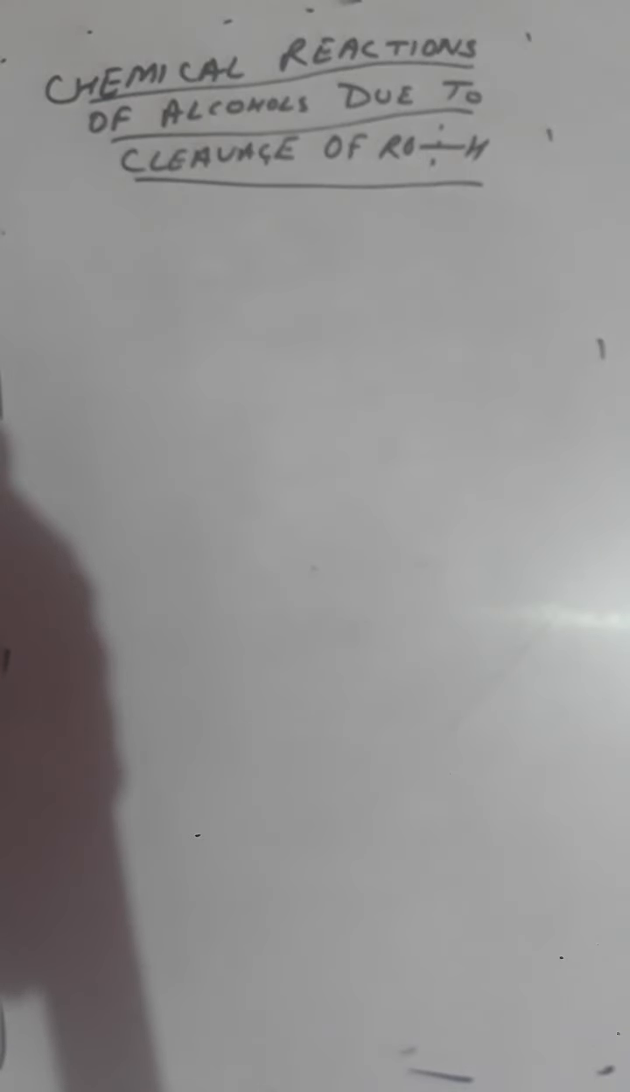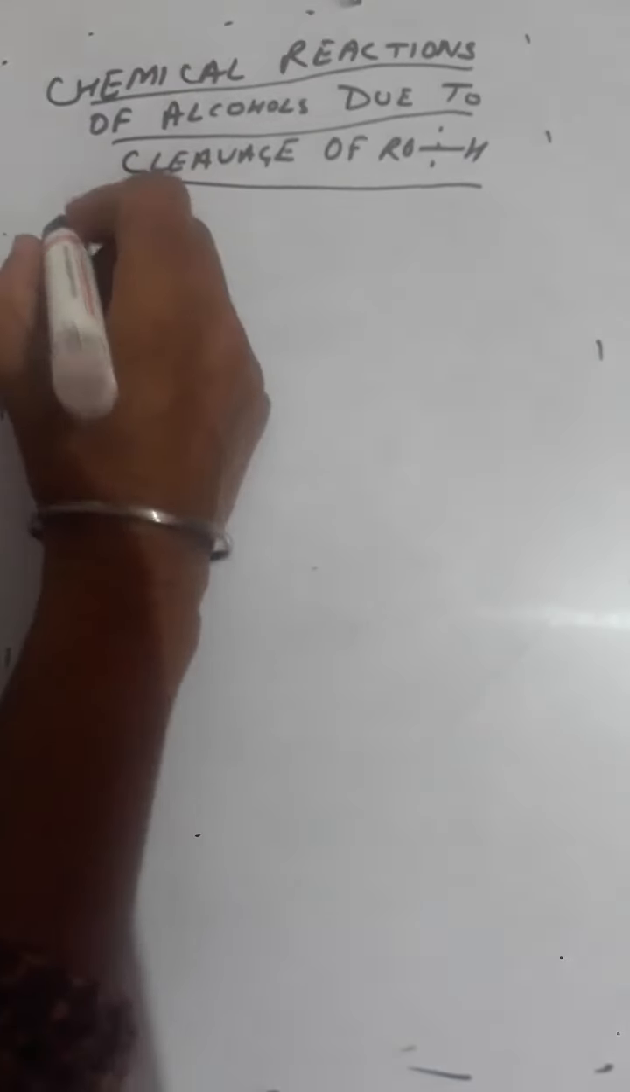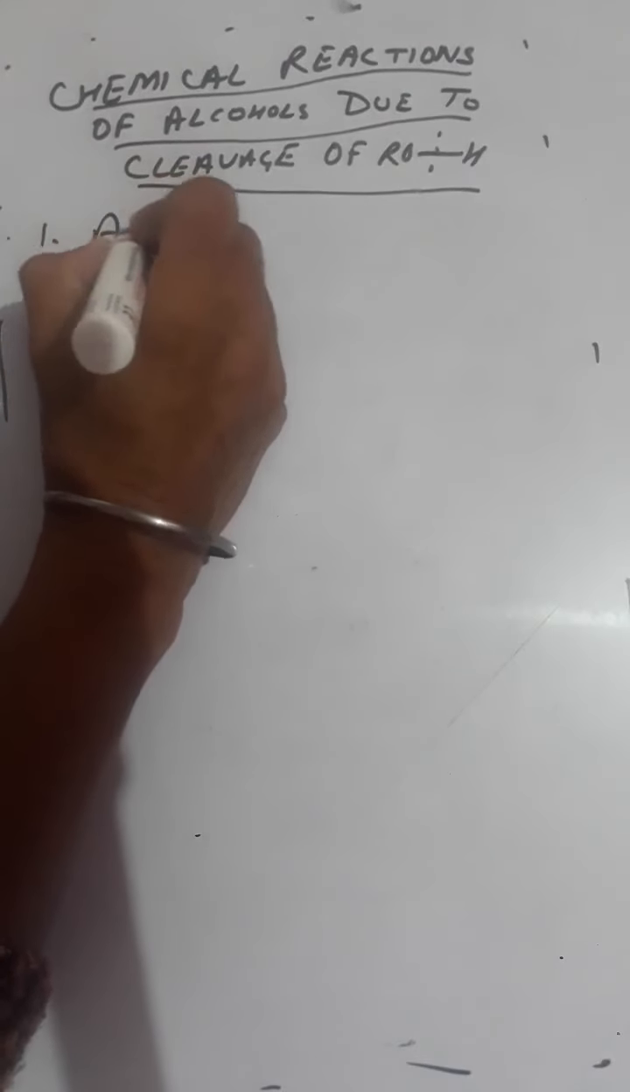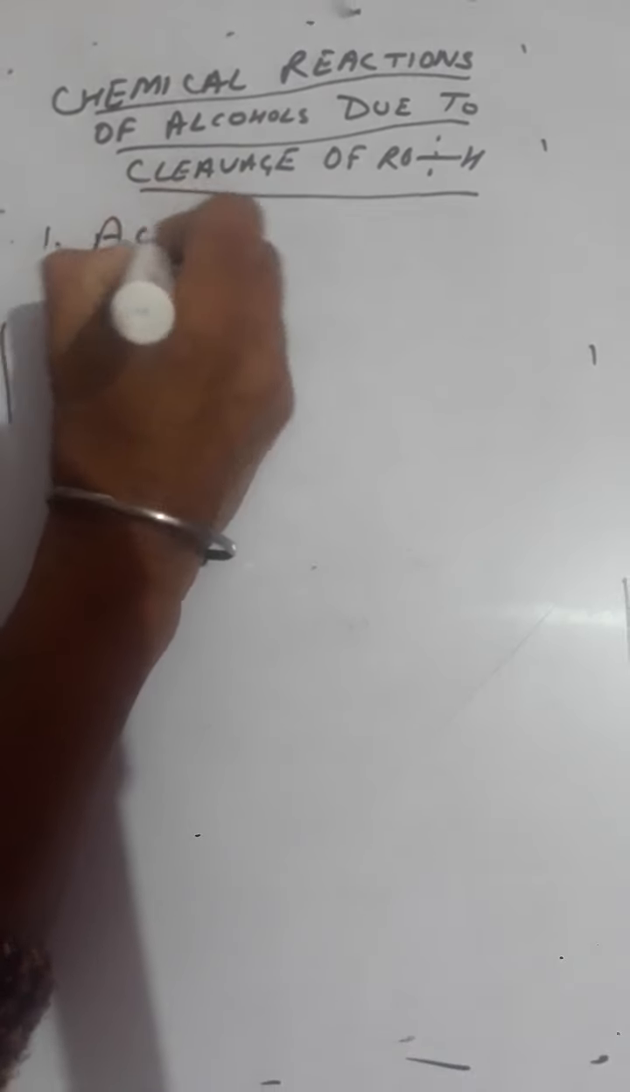Now we will discuss the chemical reactions which are due to the cleavage of the RO-H bond. We have discussed the reactivity of these reactions and the explanation of the acidity of alcohols in our previous video. Now we'll take the reactions that come under this category. First is the reaction with metals, or the acidic nature of alcohols.